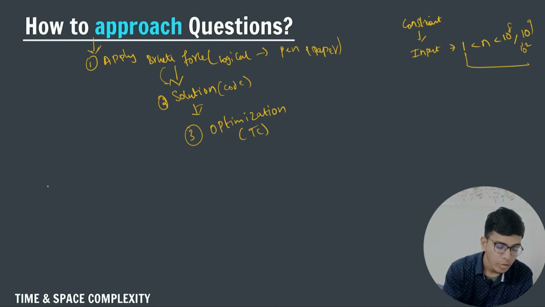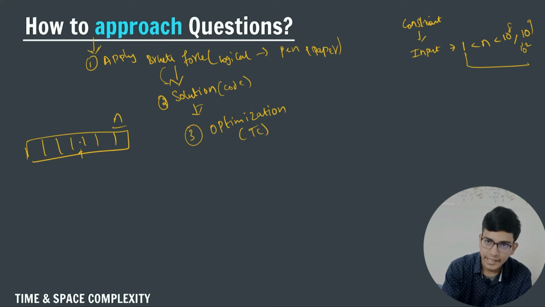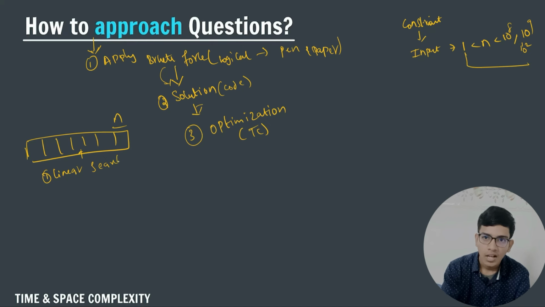Let us consider an example that a user has given you, an array. This is an n size array, and in this you need to find a particular element in the given array and return its index. Most of the people who are doing these coding questions, first of all, their thinking will go into linear search. So this is brute force. Whatever we get from logic, that is our brute force. So we'll apply linear search here.